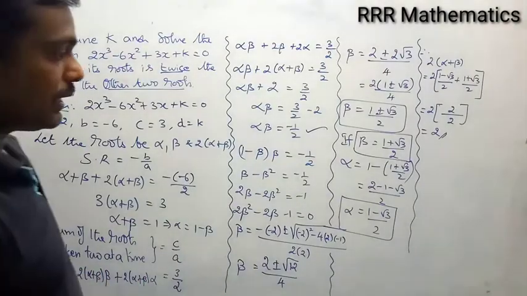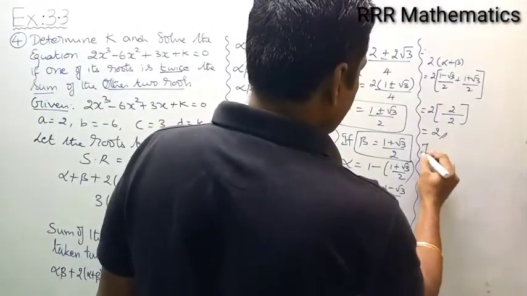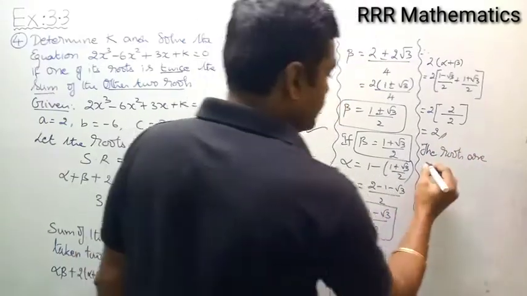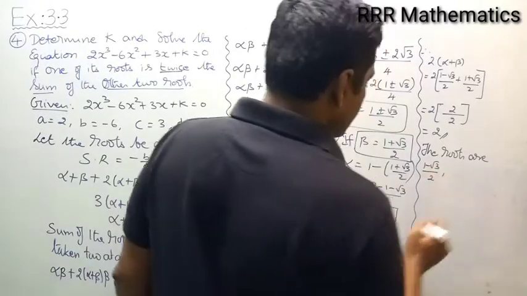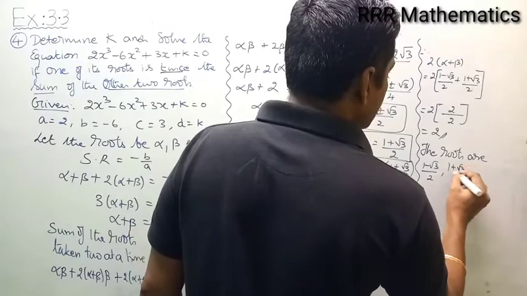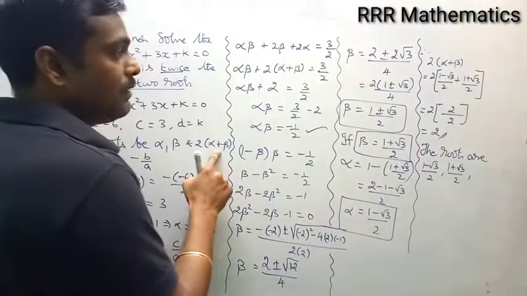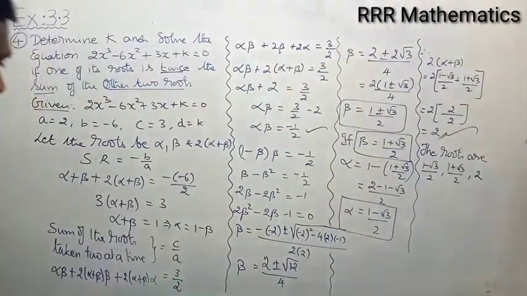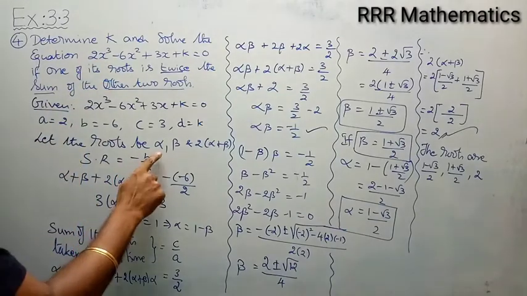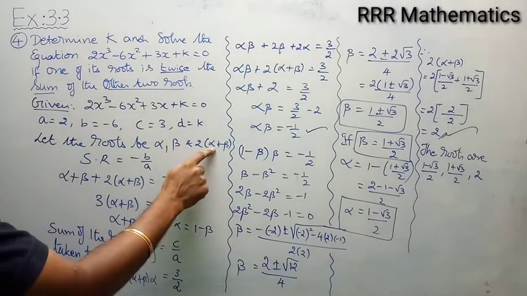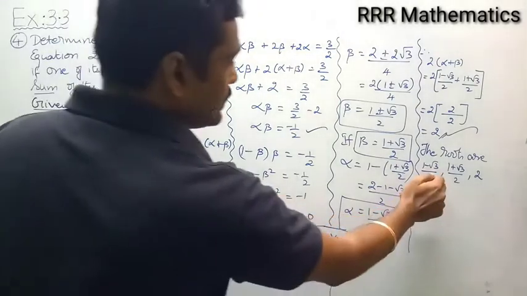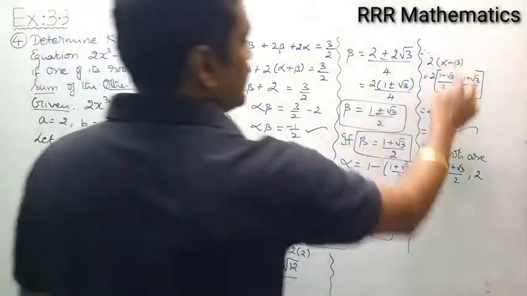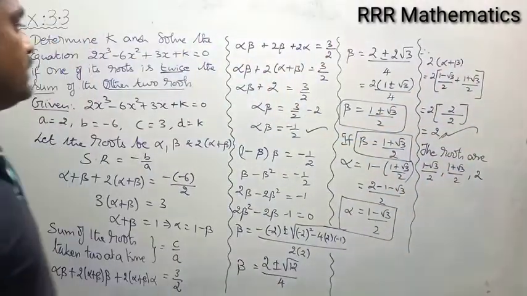So in this case the roots are alpha 1 minus root 3 by 2, comma beta 1 plus root 3 by 2, comma 2 times alpha plus beta, which is nothing but 2. Got it? So finally the cubic equation whose roots we declared as alpha, beta, 2 times alpha plus beta. Alpha value 1 minus root 3 by 2, beta value 1 plus root 3 by 2, comma 2 times alpha plus beta gives 2. So these are the roots for the required cubic equation.